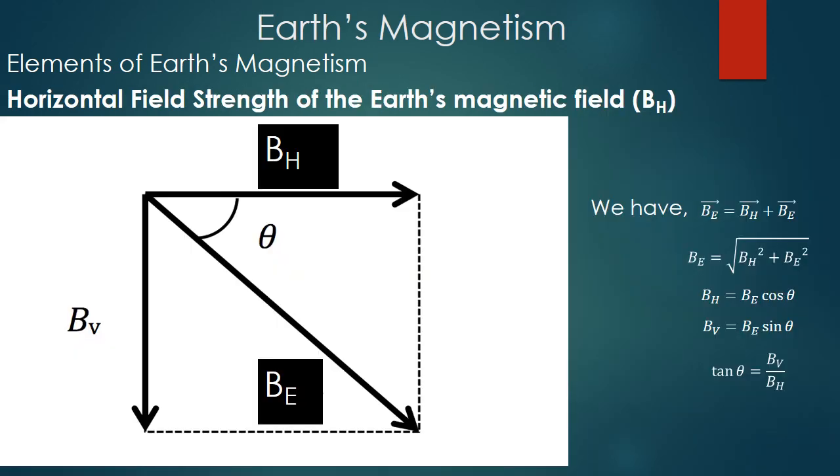In the figure, you can see the total magnetic field of the earth, BE. We can resolve BE into two components. Along the horizontal direction, it is BH, and along the vertical direction, it is BV. BH is the horizontal field strength. From the figure, we can write BH is BE cos theta and BV is BE sin theta. Therefore, tan theta will be equal to BV by BH.